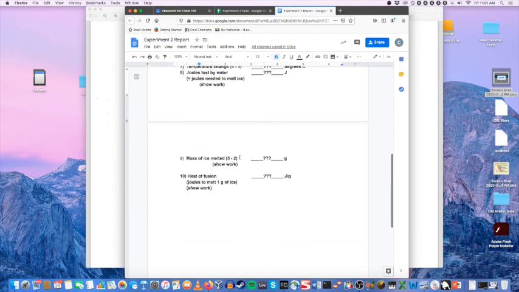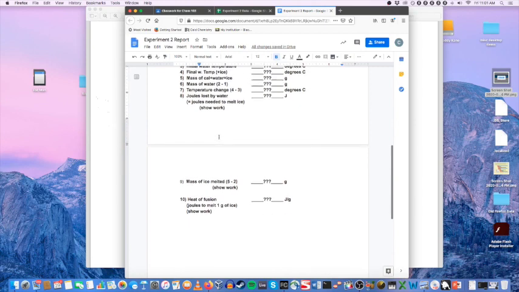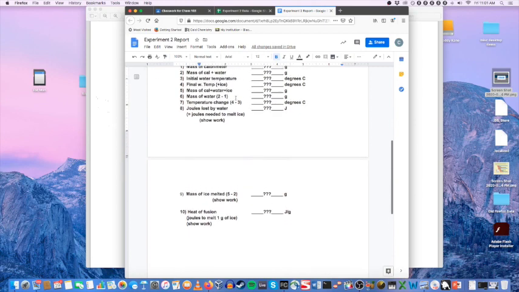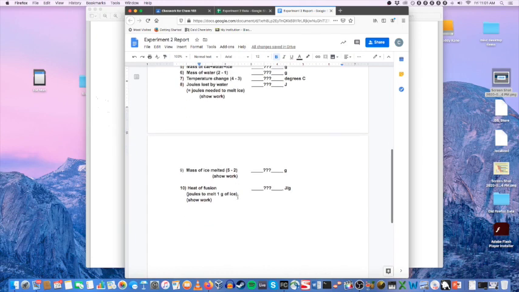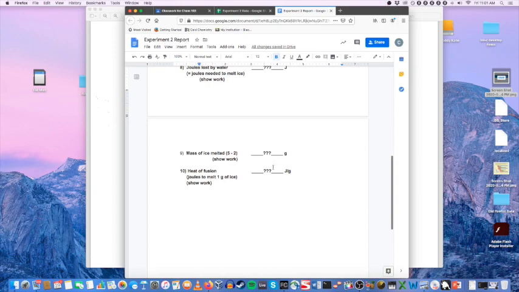Then the mass of the ice is line 5 minus line 2, so line 5, mass of calorimeter plus water plus ice, minus mass of calorimeter plus water. This gives you the mass that you need to calculate the heat of fusion, where you divide the joules from 8 by the mass from 9, showing your work and giving me the correct answer.